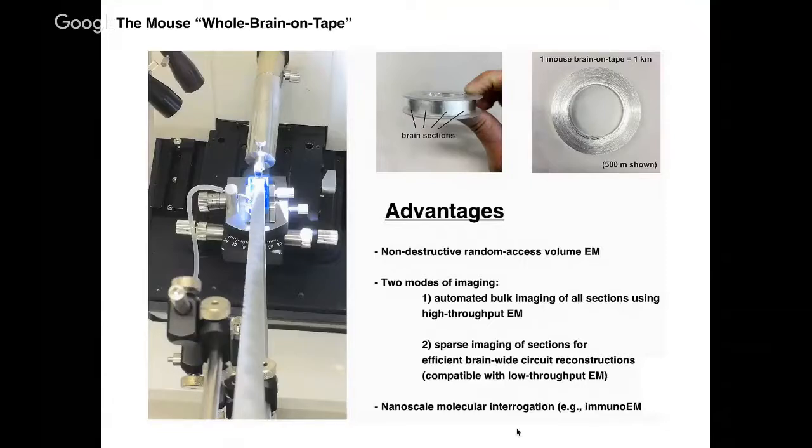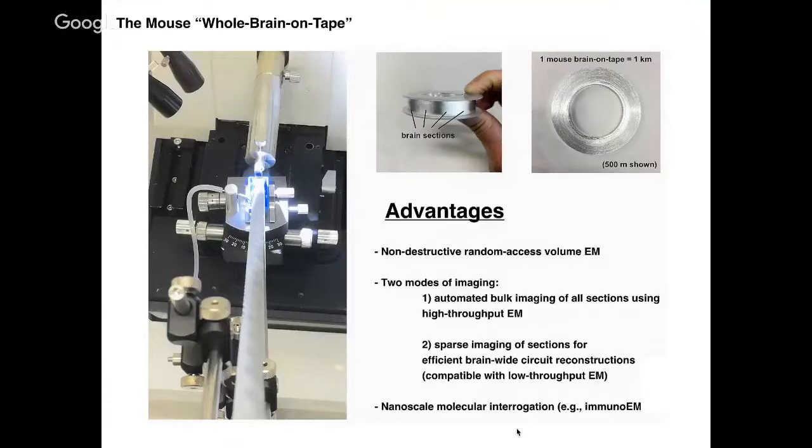Whereas with FIB and SBEM, once you cut or otherwise vaporize or ablate your sample, it's gone forever. You can never go back to it. If you're going through the data, analyzing it, and you see something that you're unsure about and you want to go back to re-image your stuff, you can't do it. So the fact that the brain is on tape and it's always on tape and allows for repeated imaging is really a big selling point.